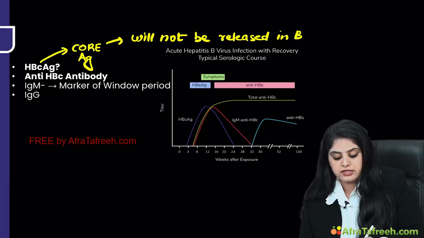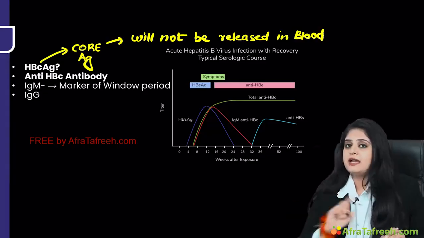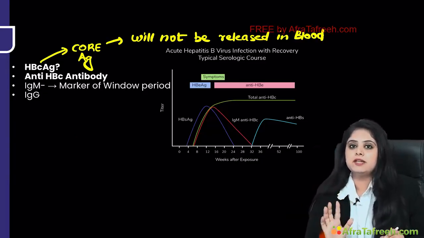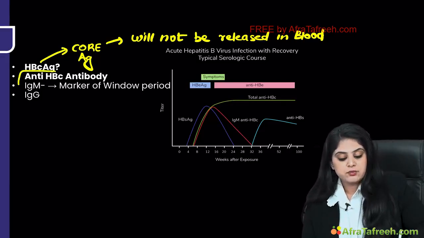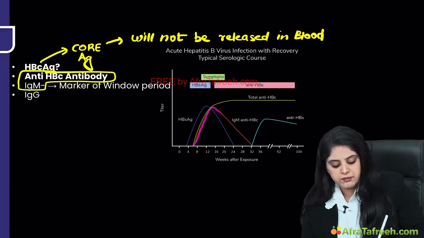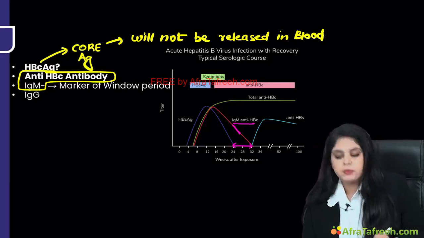The concept is only that it is in the core of the virus. It will never come out into the blood. Antigen will never come out, but antibody will be made. If it has come into your body, you will make an antibody. Anti-HBC antibody is formed, and can you see that in this duration, who is actually going to help me? Who has covered the window period? Who is covering the window period?